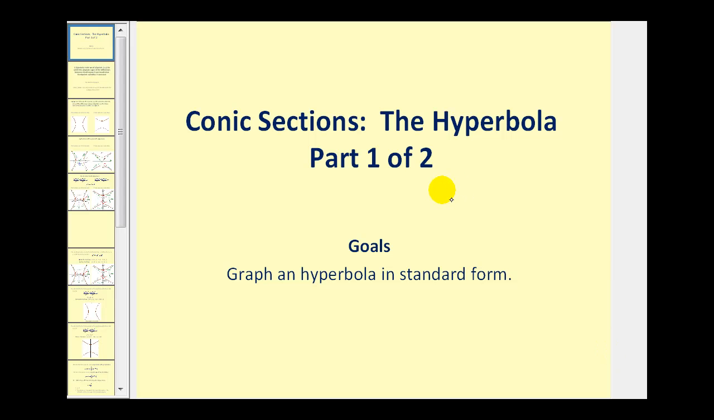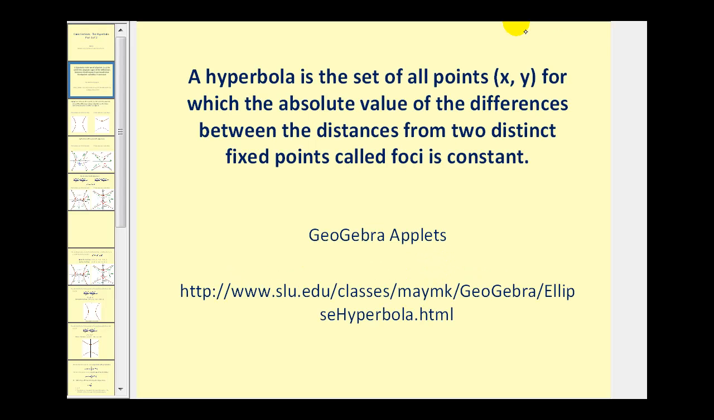Welcome to the first of two parts on the conic section, the hyperbola. The goal of this video is to graph a hyperbola in standard form. A hyperbola is the set of all points (x, y) for which the absolute value of the difference between the distances from two distinct fixed points, called foci, is constant.